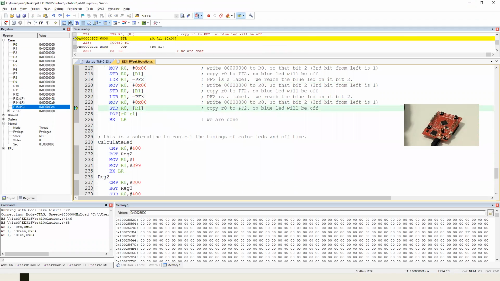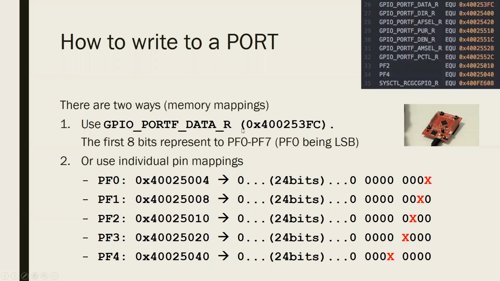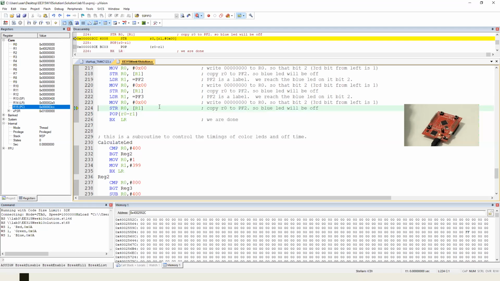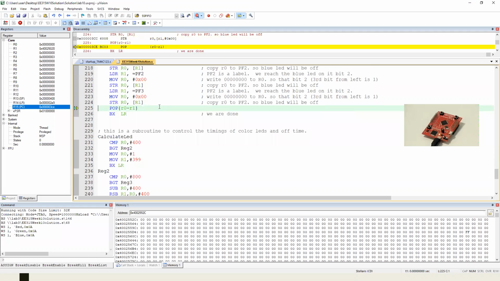Could I have done it using this register all at once? Yes. Load 0 to where this register shows. You'd be loading 0 to all pins at the same time. You'd be doing the same thing, but I've done it this way. So the LEDs are off.